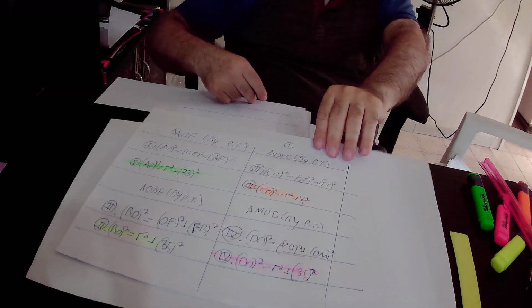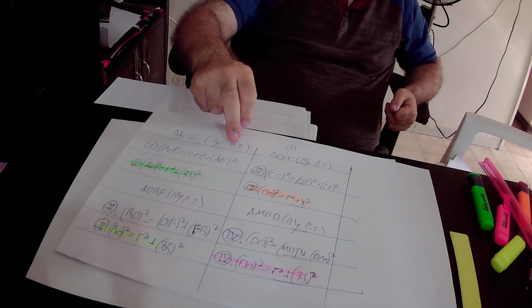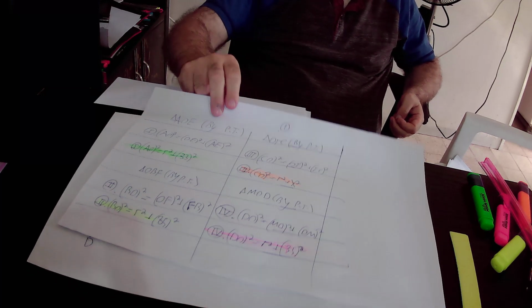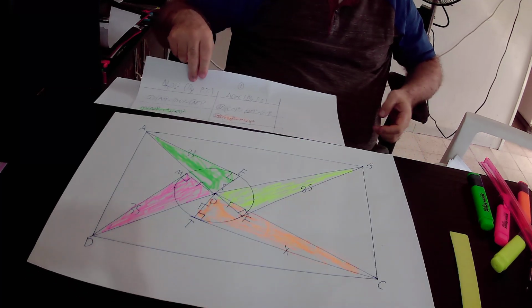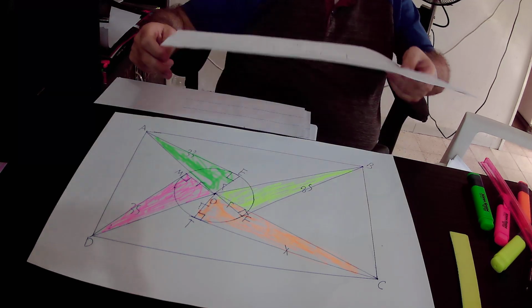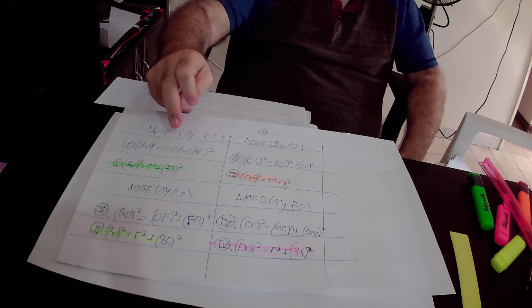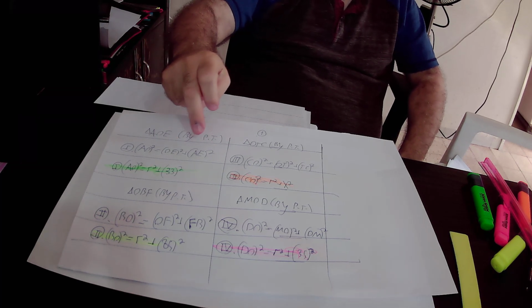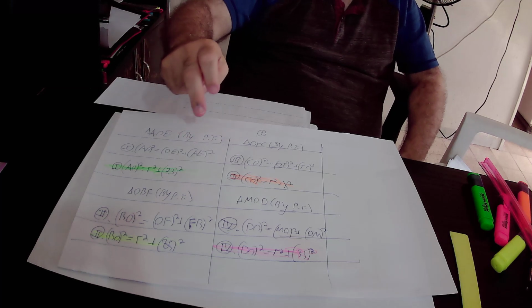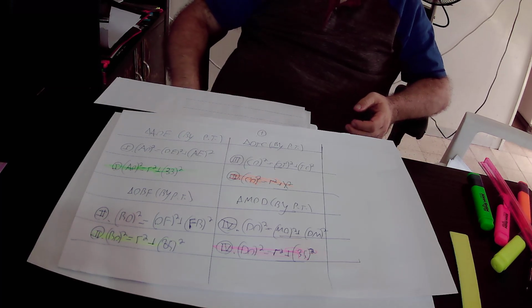AO square equals OE square plus AE square. OE equals R, AE equals 33, so AO square equals OE square, that is R square, plus AE square. AE is 33, therefore AE square is 33 square. So in conclusion, according to equation number 1, AO square equals R square plus 33 square.